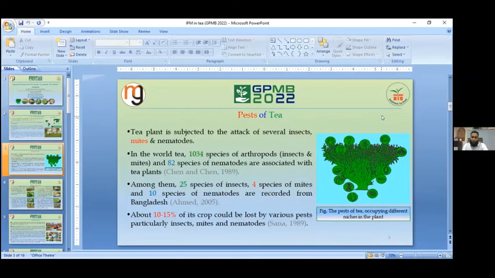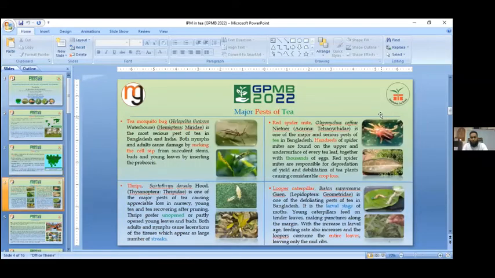Here you can see a tea plant and different pests of tea occurring in different places. And there are 4 major pests of tea: tea mosquito bug, red spider mite, thrips, and looper caterpillar. First one is tea mosquito bug. This is Helopeltis theivora. It is the most important and serious pest of tea in Bangladesh and India.